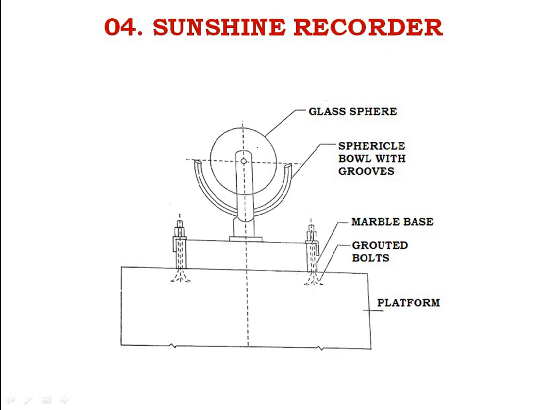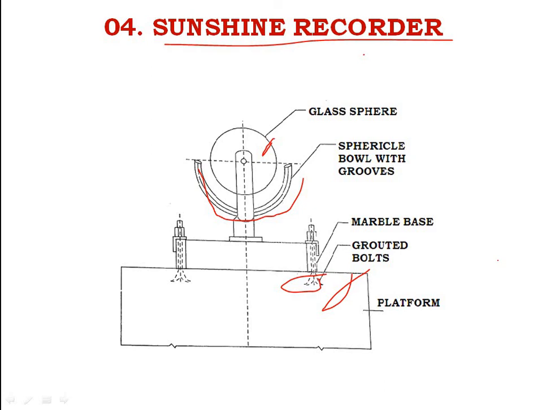Next we will be discussing the fourth one, the sunshine recorder, and this is the last measuring instrument. You all can see the glass sphere here. It consists of a glass sphere and a spherical bowl with grooves. This is the spherical bowl with grooves, and this is the marble base with grouted bolts, and this rectangle is nothing but a platform.